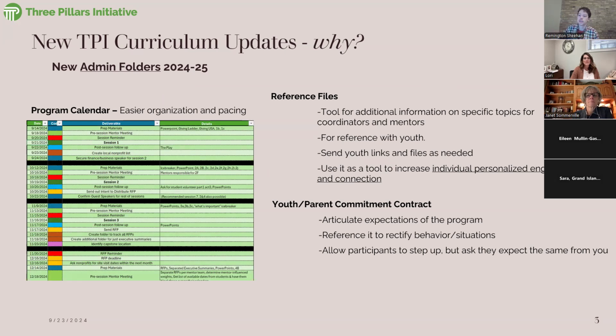The program calendars themselves. There are two program calendars in the curriculum now. There's one for the junior year and one for the senior year. It's meant to be an easier approach to organizing all the work that needs to be done by a coordinator, but not just organizing it, it's also helping with the pacing. We just want to make sure that coordinators are able to anticipate what's coming up, not just this session and the following session, but 3 sessions from now. What do I need to do? What am I able to plan for? What can I get started on now?